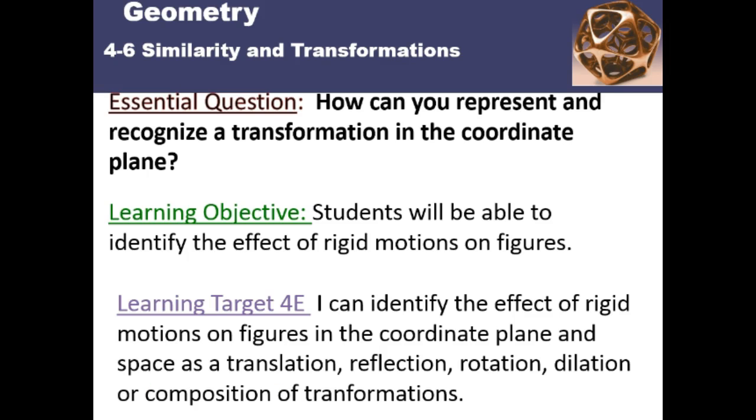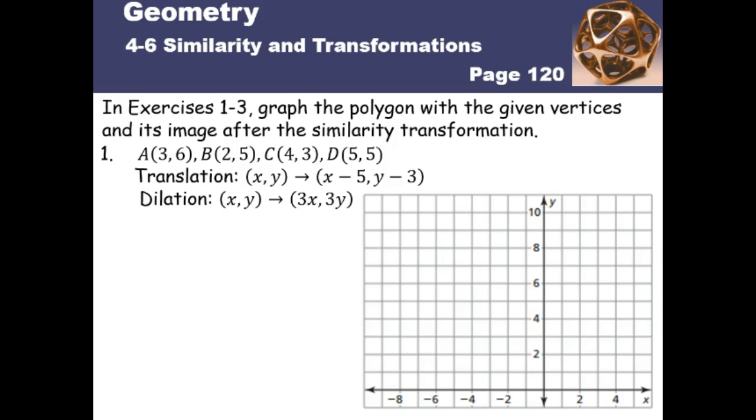Okay, so our learning target is that I can identify the effects of rigid motions on figures in the coordinate plane and space as a translation, reflection, rotation, dilation, or composition of transformations. So in exercise 1-3, we have to graph this polygon with the given vertices and its image after the similarity transformation. So I would pause here so the students can graph the original quadrilateral, the four-sided figure. And then we're going to do a translation and dilation.